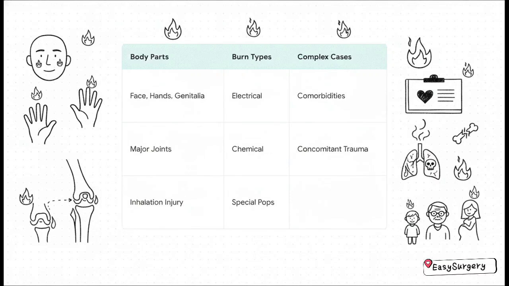Beyond just the total surface area, the location and mechanism of the burn dictate referral as well. Any burns involving the face, hands, feet, genitalia, or major joints demand specialized care. For example, say you have a patient with a 15% full-thickness burn on their face and hands. Even though that TBSA might seem moderate based on what we just talked about, they require immediate referral to a burn unit. Same goes for electrical burns, chemical burns, inhalation injuries, and any cases complicated by significant trauma, major comorbidities, or special populations, like children, the elderly, or pregnant patients.